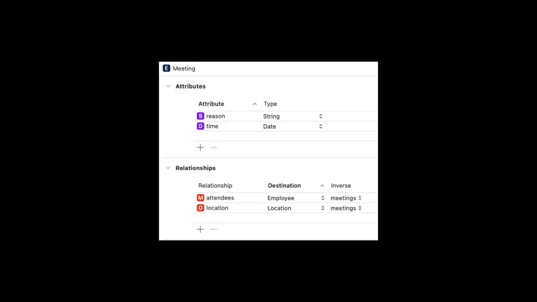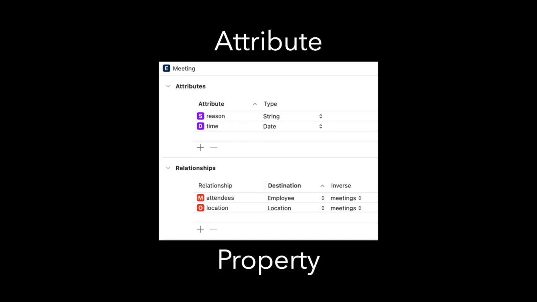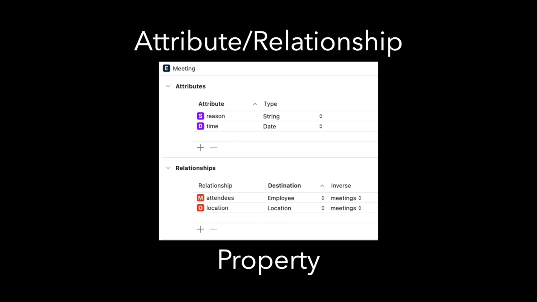Here, for example, is the Meeting entity. It has attributes reason and time. Reason is a string, time is a date. An attribute is kind of like a property. You'll notice it also has relationships. It has the relationship attendees, which connects to zero or more employees, and it has a location relationship that has Location as its destination. I've used properties to describe attributes and relationships. Aren't they different? They are in some ways, but we'll get to that later.